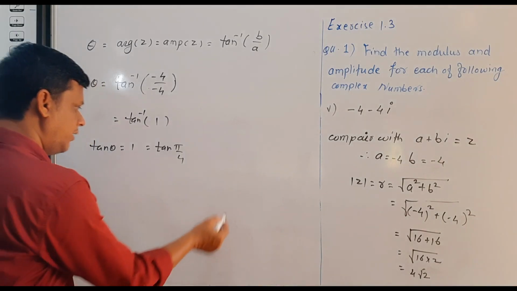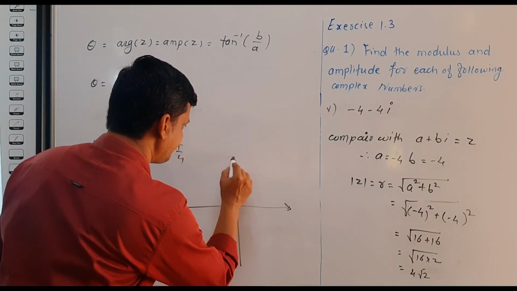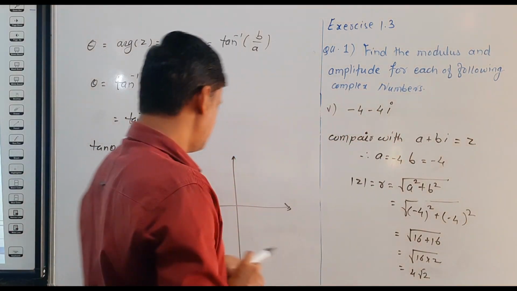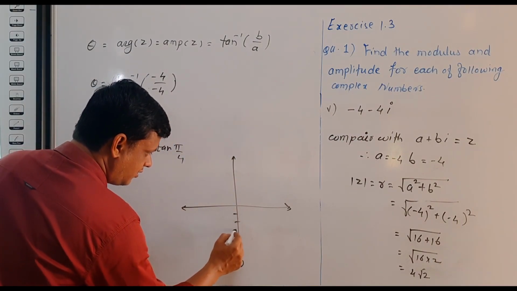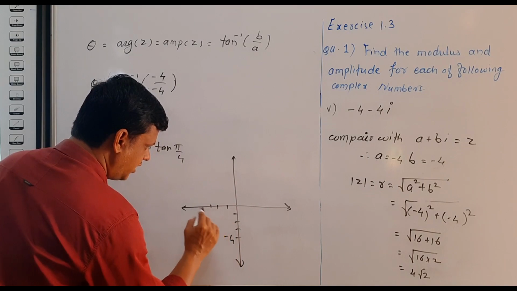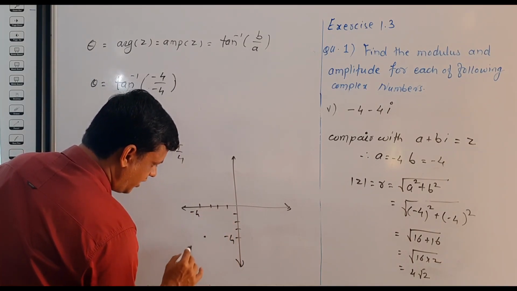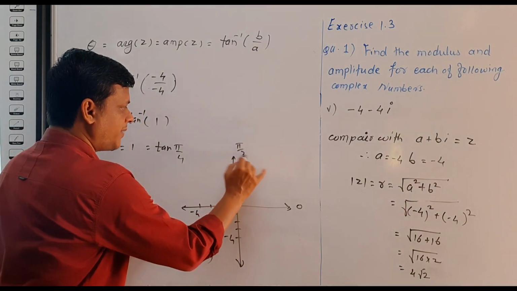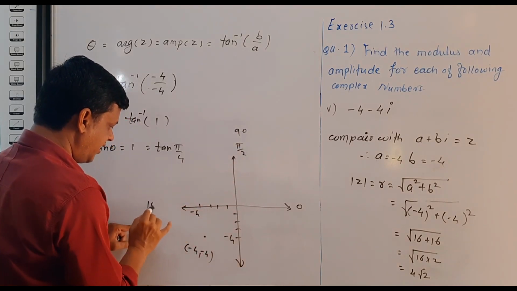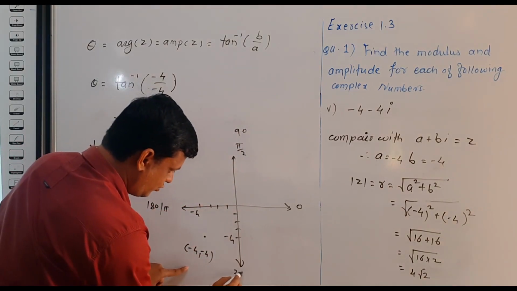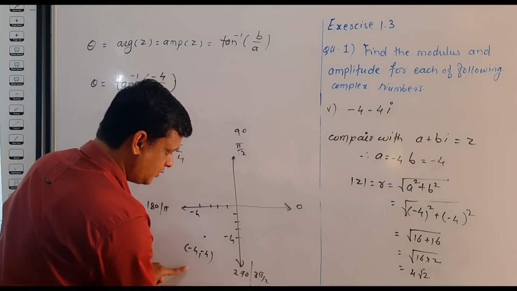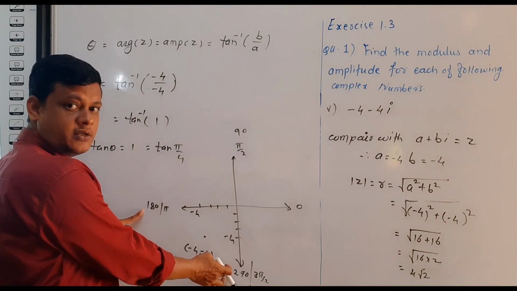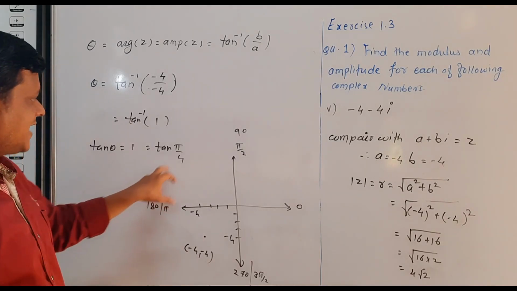Why? When we consider the point, now the point is minus 4, minus 4. So minus 4 is in the third quadrant. Here is minus 4: 1, 2, 3, 4. So the point is in the third quadrant. In the third quadrant the angle must be... here angle is 0, here the angle is pi by 2, that is 90, here the angle is 180, that is pi, here the angle is 270, that is 3 pi by 2. So the angle must lie between 180 and 270. Here we calculated the angle as pi by 4.